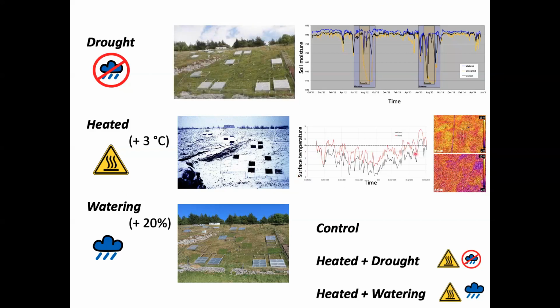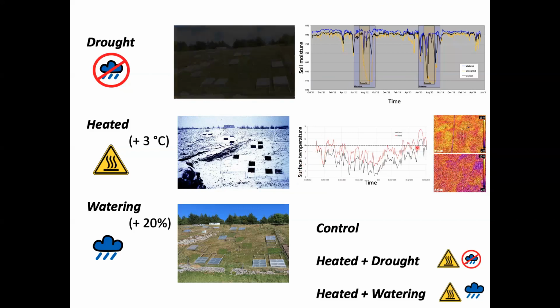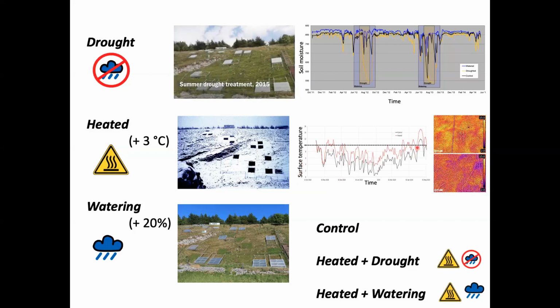And you can see the way that works in the graph to the right there. So you can see how that warming temperature, that's the red curve there, very closely tracks the ambient temperature in the control plots, yet 3 Celsius above.